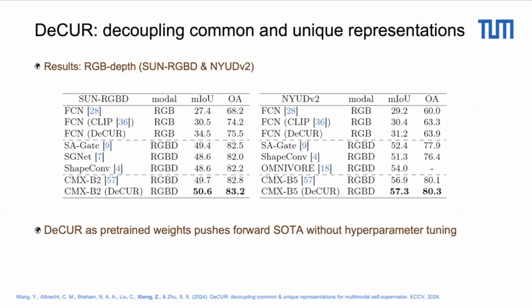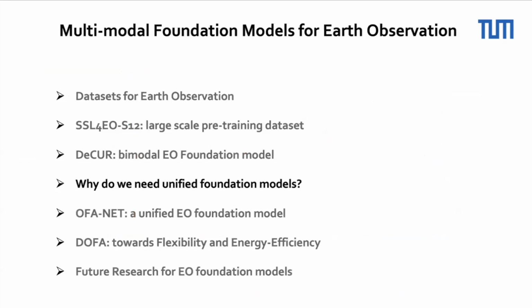And more interestingly, for natural images, not EO data, for the RGBD datasets, like the SUN RGBD and NYU Depth V2, our method also performs better than baseline. And we can arrive at a conclusion that DCAR as a pre-trained model can push forward the SOTA performance without any hyperparameter tuning. And although we have constructed a dataset like SSL4EO-S12, we have developed the bimodal EO foundation model like DCAR.